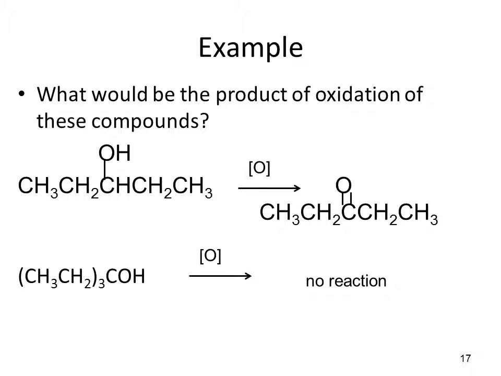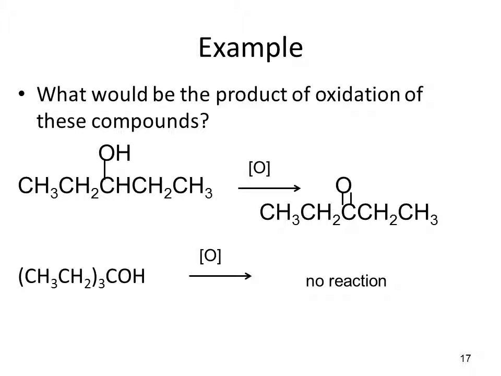Let's look at some examples. The first compound on top is 3-pentanol. 3-pentanol is a secondary carbon. You can see there is a hydrogen on the carbon that the hydroxyl group is attached to. So when oxidation occurs, the hydrogen on the oxygen and that hydrogen on the carbon can be removed. This forms a carbon-oxygen double bond in the middle of a chain. If I look at the product, you can identify that it is a ketone with 5 carbons, and we'll learn how to name that later.